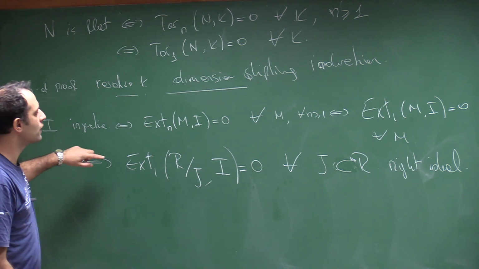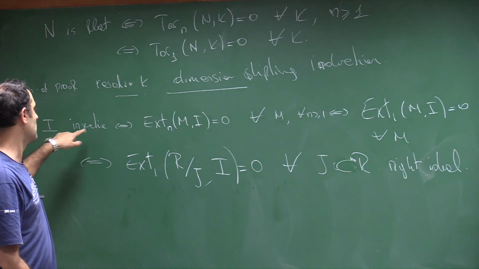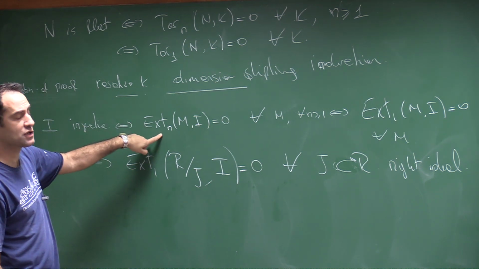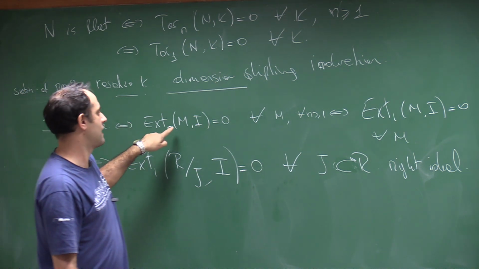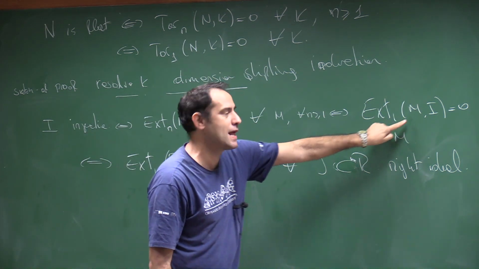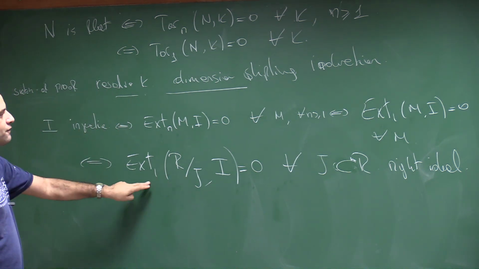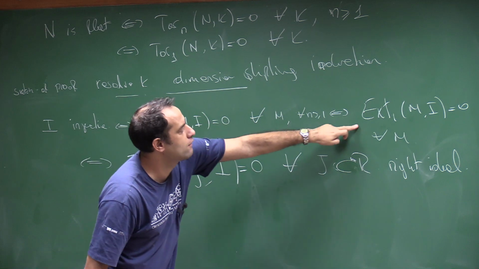I mean, and of course, the arrows in this direction are trivial. So if I is injective, this is the definition, Ext^n vanishes. And if Ext^n vanishes, then Ext^1 vanishes. And if it vanishes for an arbitrary module M, then it's going to vanish for this module. So I just need to prove this equivalence the other way around.